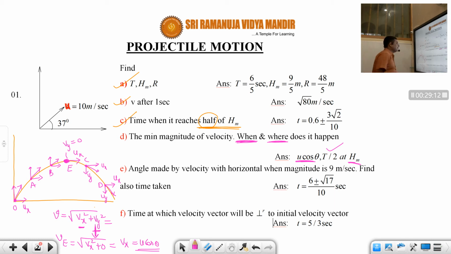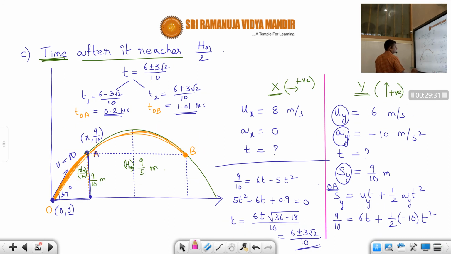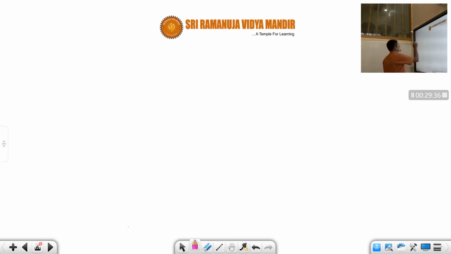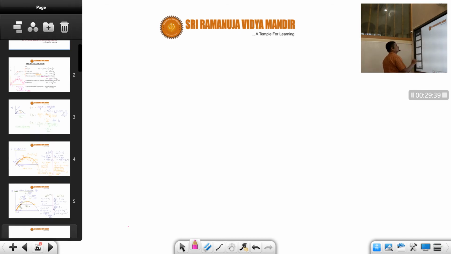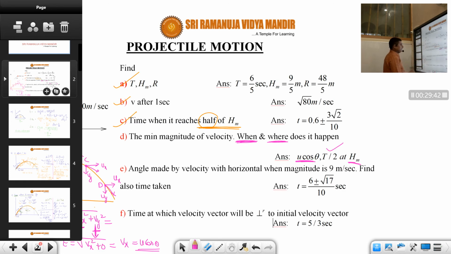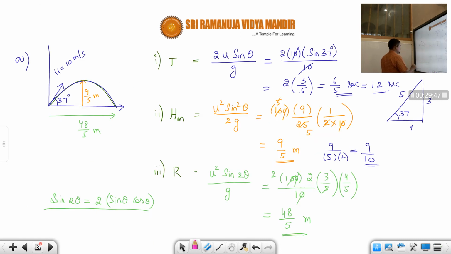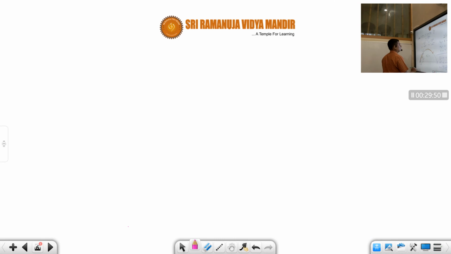Next one, E: angle made by the velocity with the horizontal when magnitude is 9 meters per second, and also the time taken. Now this is slightly advanced level. Angle made by velocity with horizontal when the magnitude is 9 meters per second. I'll solve it in the next slide. Now see here, students, this question is E: what is the angle made by the velocity with the horizontal?